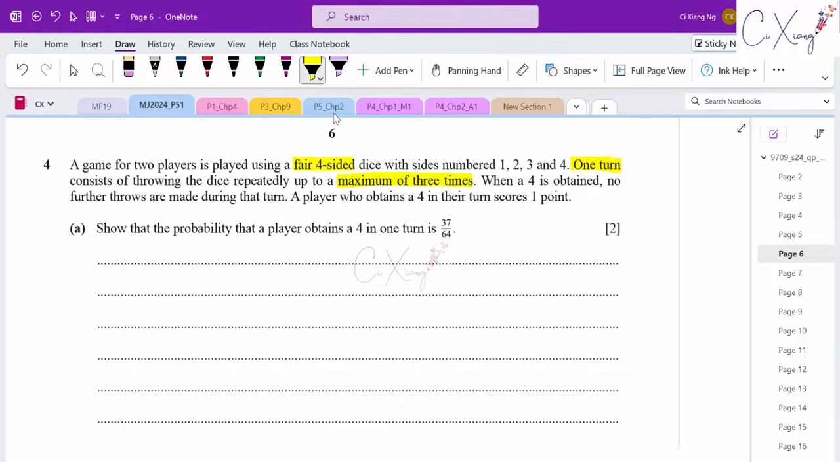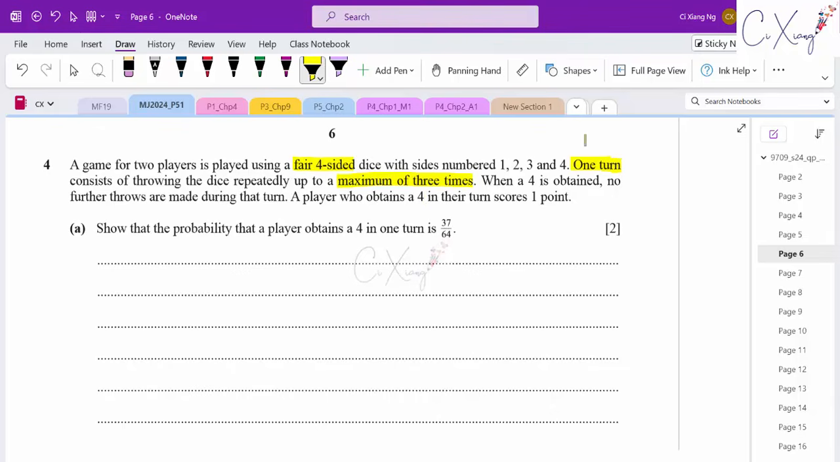So when a 4 is obtained, no further throws are made during that turn. For this sentence, it means that if in a turn, for the first throw, you get the 4, then you will stop throwing already. Once you get the 4, you stop throwing. But if the first time you didn't get a 4, then you can continue to throw for the second time. If you didn't get the 4 again, then you can throw for the third time. If for the third time you still haven't gotten any 4, then you cannot continue for the fourth time, because here they mentioned a maximum of 3 throws.